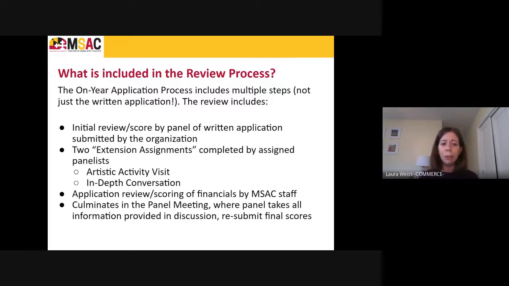It also includes an application review and scoring of financials by MSAC staff, which is myself or Emily. So we go through your financial statement and we have a couple of questions to score your finances on, which we'll go through in just a moment with the rubric.